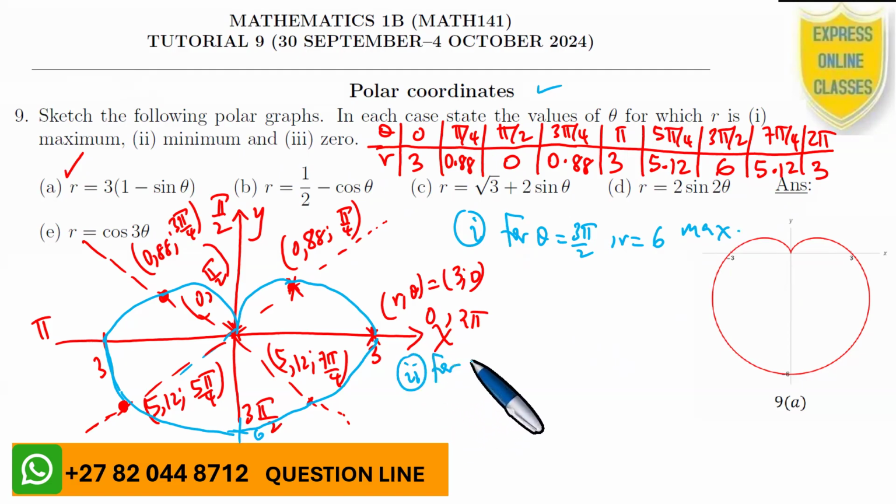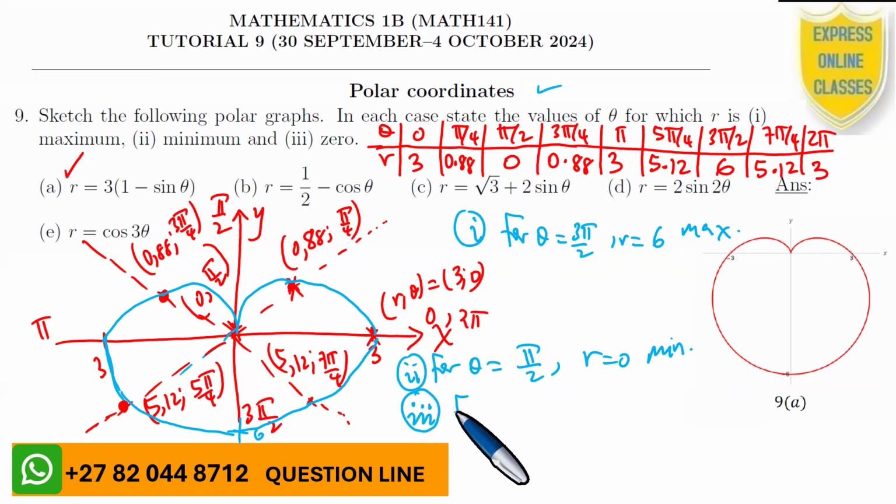The second Roman figure: for theta equals, you see, that was 3 pi over 2 maximum, then minimum. Minimum is the smallest one, and you can see the smallest one is actually exactly 0. And so for theta equals pi over 2 radians, r equals 0 is a minimum. So the values of theta for which r is minimum, the smallest one amongst the three, is 0.